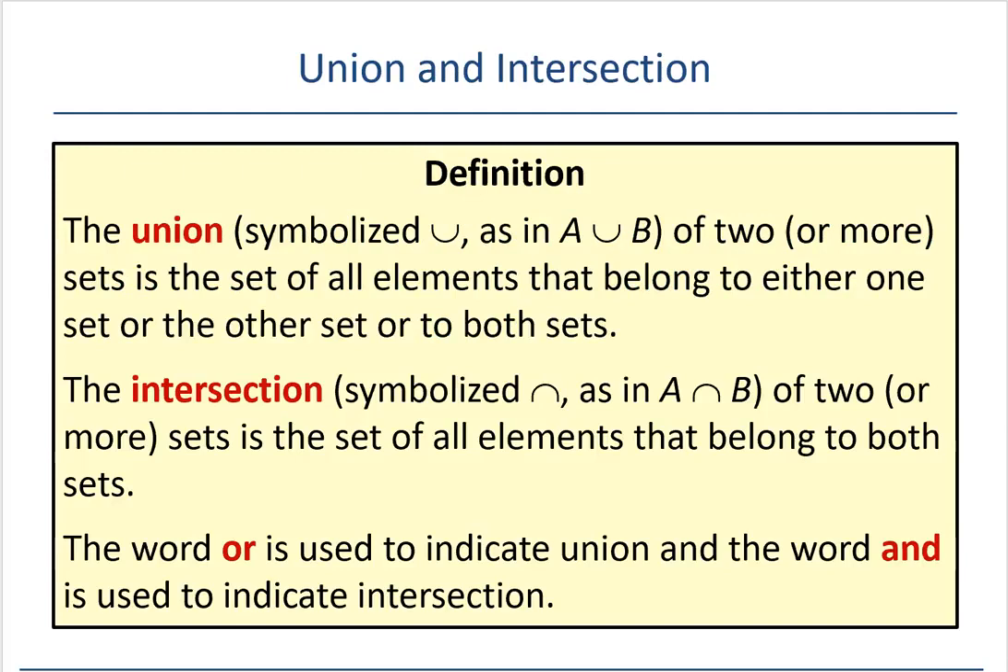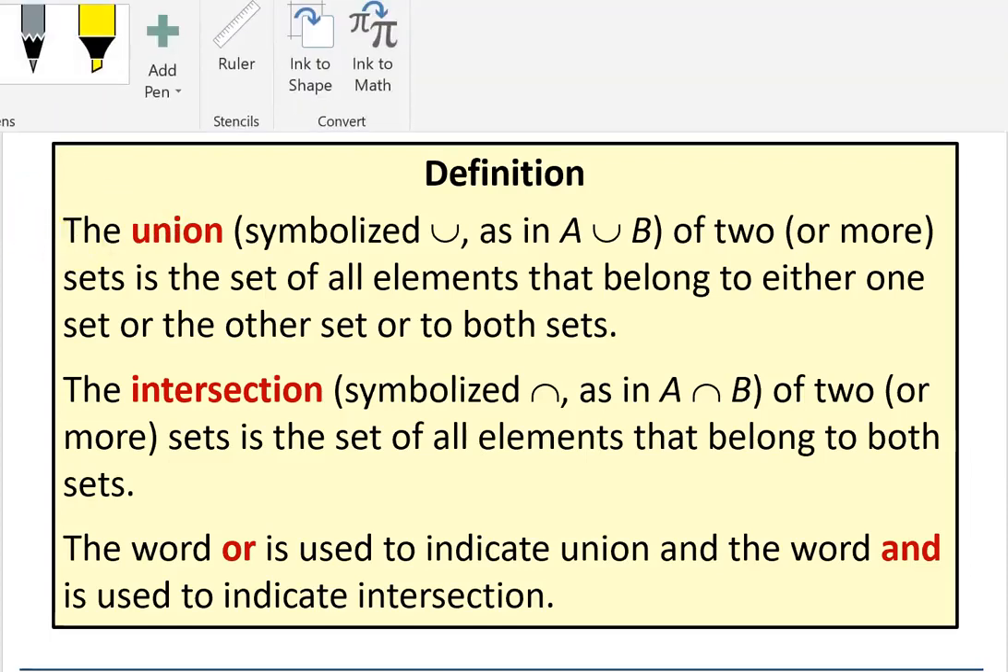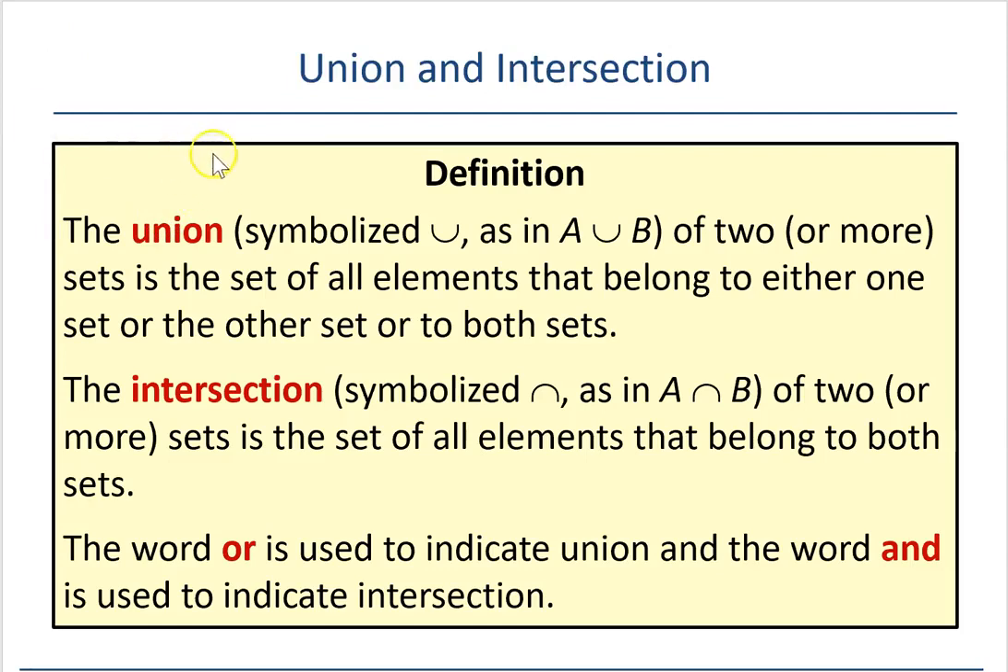Okay, the union is symbolized by U, as in A union B, of two or more sets. The union is the set of elements that belong to either one set or the other. Let me just draw this out here. I'll draw two quick circles. I've got a circle here, and I have a circle here. Notice the union, symbolized as the U symbol, is a set of all elements.